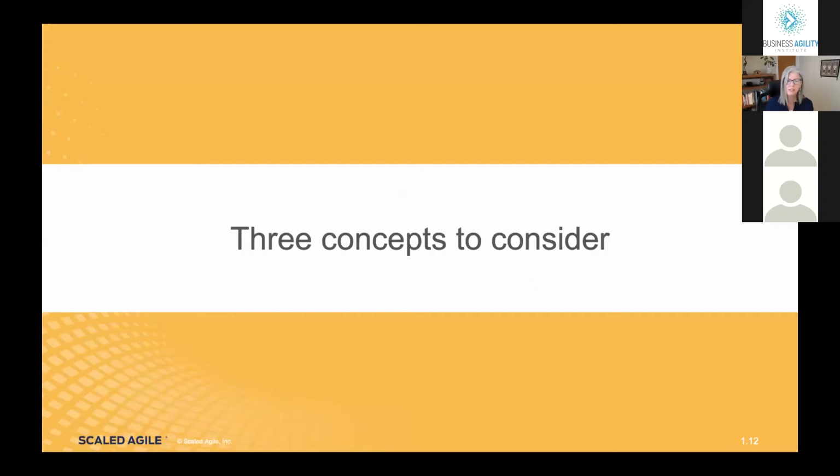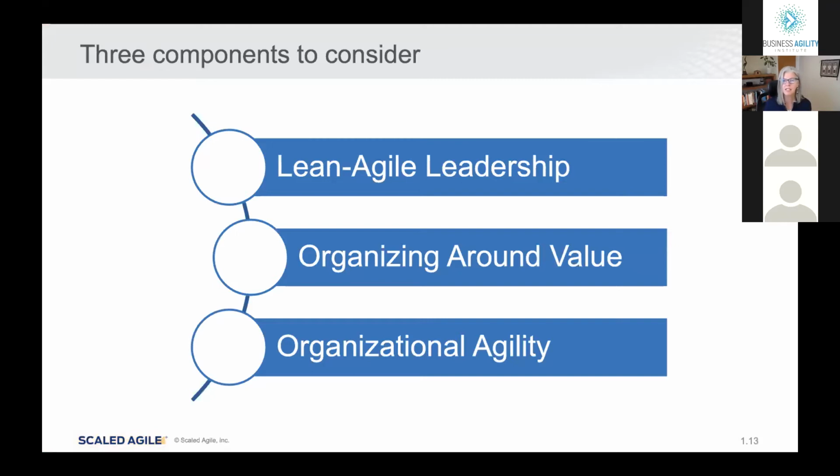So let's take a look at these three concepts to consider when we think about how we start to break down those silos and how we connect people across the silos to make an entire organization agile. The three concepts I'd like you to consider are lean agile leadership, how to organize around value, and last but not least, creating organizational agility. We're going to dive into each one of these.